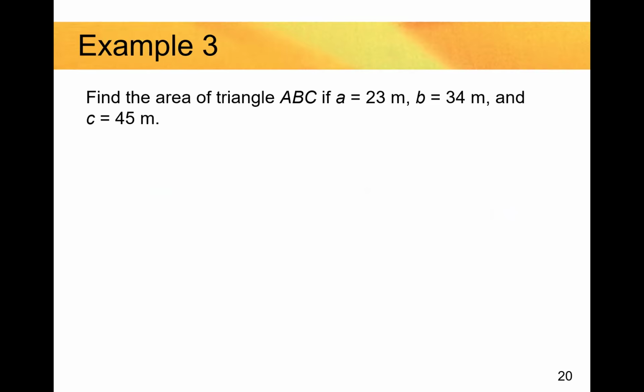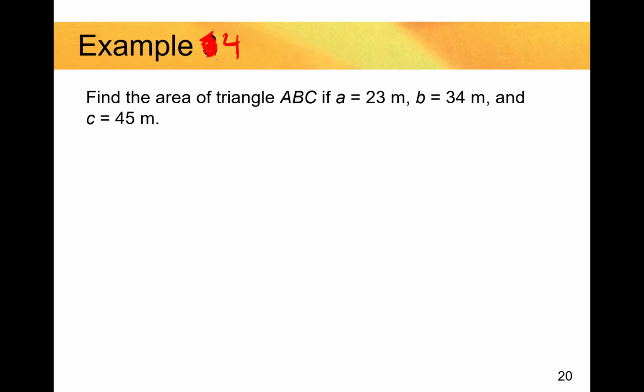Let's go. And the problem is this. I need to know the area of a triangle. Sorry, this should be example 4. How about that? I made an extra example. So for your notes, this is example 4. Find the area of a triangle that has a equal to 23 meters, b equal to 34 meters, and c equal to 45 meters. No angles, we don't know angles. These are easy.